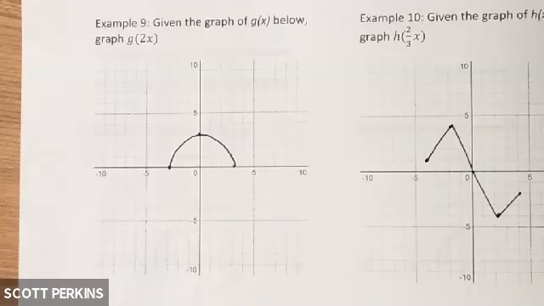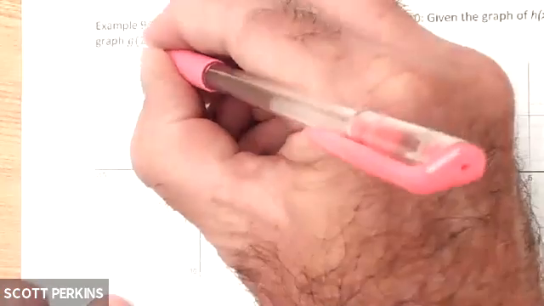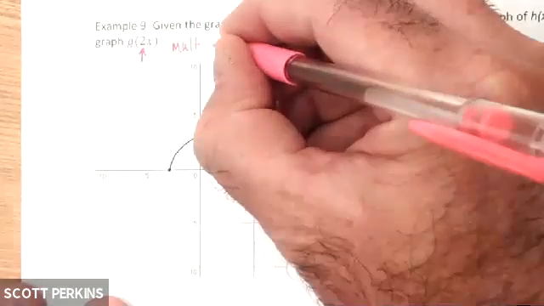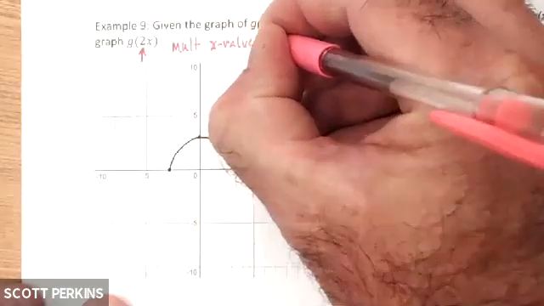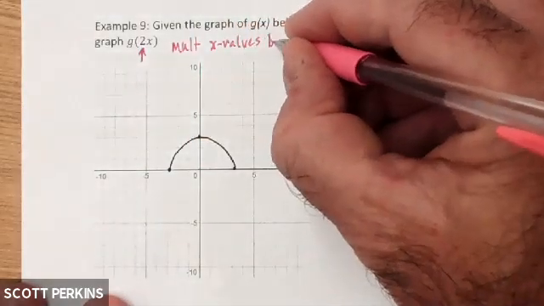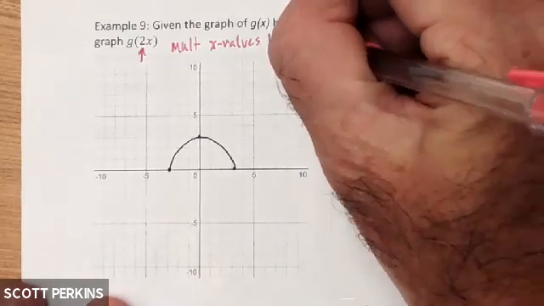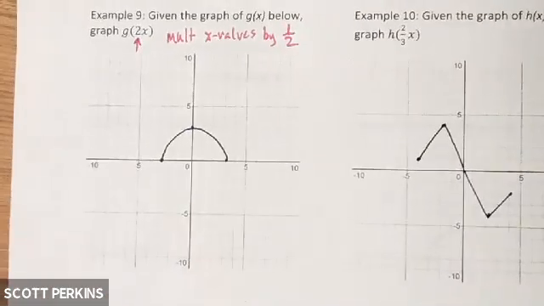Once again, just to make sure everybody's going in the right direction, I've got a 2 in front of the x now. So this says I'm going to multiply my x values by what? A half, the reciprocal. When it's done to the x's, it's always the reciprocal. So it's going to be by a half. Yes.